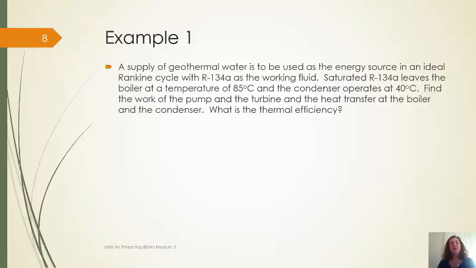So here we have one. I'm using a Rankine cycle with refrigerant 134A as the working fluid. You'll probably need to find data in a textbook, but you can also find these online. Okay. Saturated R134A is going to leave the boiler at 85 degrees C, and the condenser is going to operate at 40 degrees C. So I have this high temperature and this low temperature for the cycle. We want to find the work of the pump and the turbine, and we want to find the heat transfer at the boiler and condenser, and use those to find the thermal efficiency.